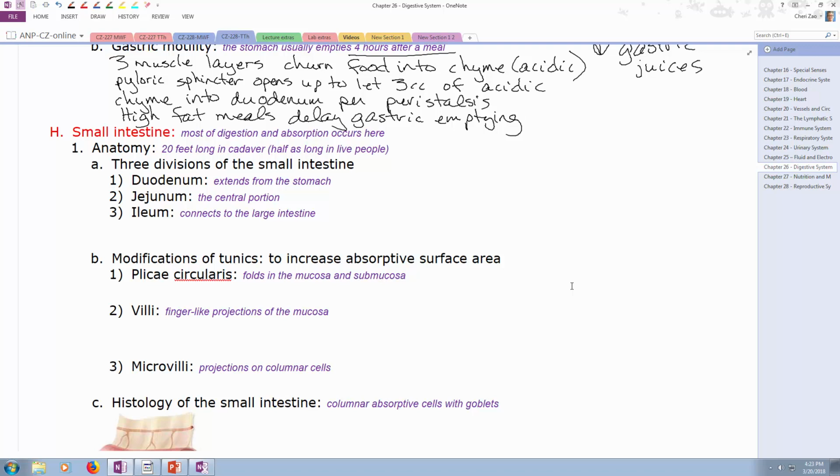And so it's important that you realize most of digestion, physical, which is going to be segmentation, and chemical digestion is going to occur in our small intestine, followed by absorption. In the cadaver, the small intestine is about 20 feet long, and it's only half as long in live people. Do you have any idea why we have a length discrepancy between cadaveric small intestine and living? It's made out of smooth muscle and smooth muscle tone. Absolutely. And so we've lost our smooth muscle tone in the cadaver, and so it's kind of stretched out.